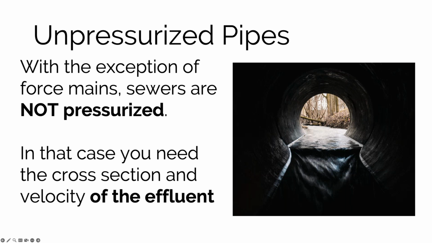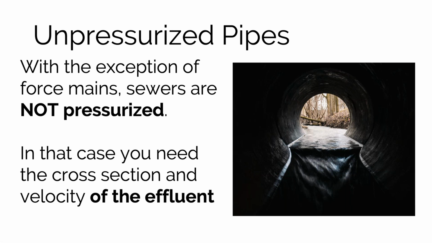So when you're talking about flow rate in a sewer, first make sure you know whether you're talking about a force main or a gravity main so you can determine whether you can use the cross-sectional area of the pipe or whether you have to take it to another step. If it's unpressurized, you need the cross-sectional area of the effluent in the pipe, not the pipe itself.